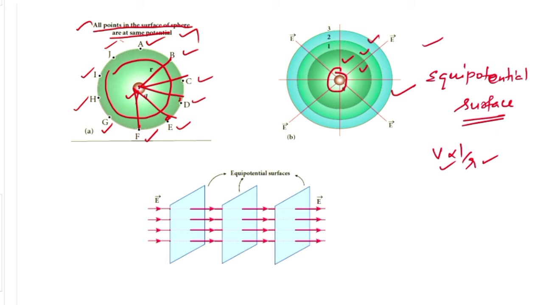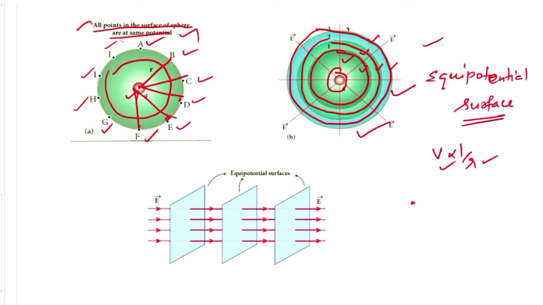This is one equipotential surface, this is another equipotential surface, and this is another. The potential at all the points on this surface will be the same. But when you compare one surface with the other surface, the potential will be different. So you can construct an infinite number of equipotential surfaces as far as the point charge is concerned.